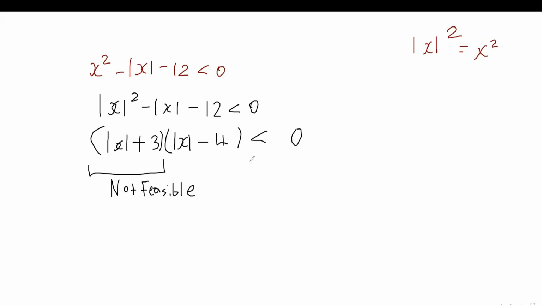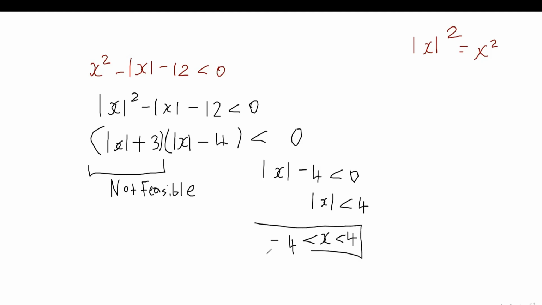So now we're going to focus on this part, where we say the modulus of x minus 4. That part right there is less than 0. So this is telling us that the modulus of x is less than 4. And if the modulus of x is less than 4, this is telling us that x is between 4 and negative 4. We're cool with this? Yes, sir. All right, always remember that is what that means.